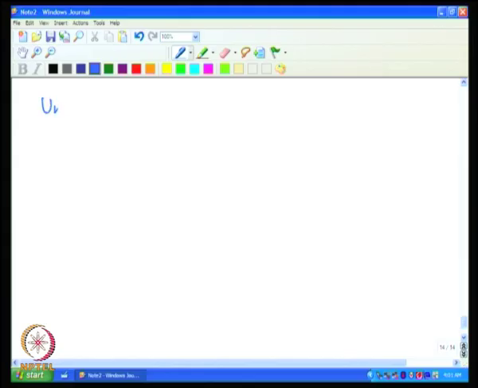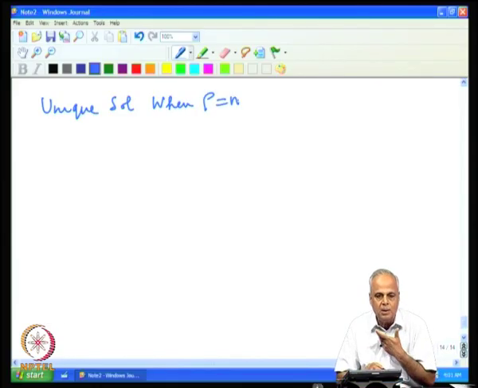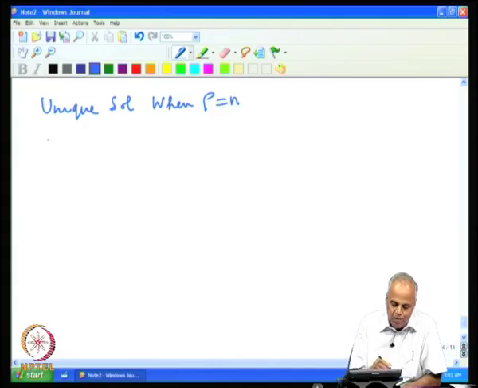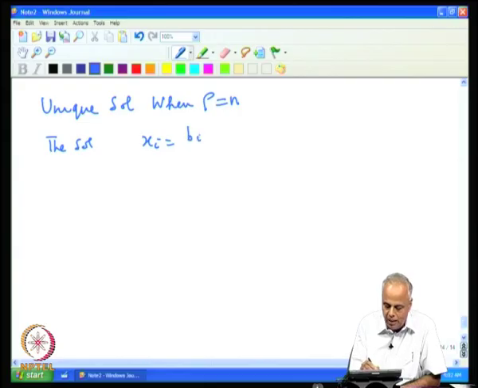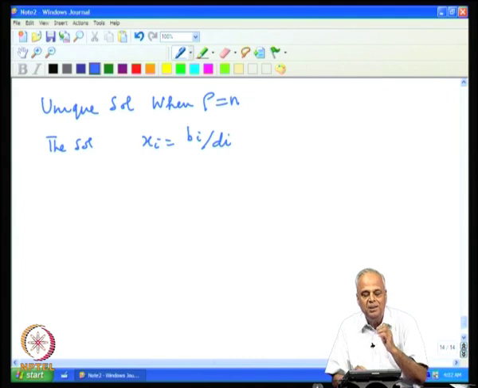So, unique solution when rho equal to n. Remember the question we asked, when does it happen, unique solution? We have the answer for this, when rho equal to n. And then what is the solution? And the solution is xi equal to bi by d. Thus, in this case, in this simple system, at least when rho equal to n, we have all the answers.